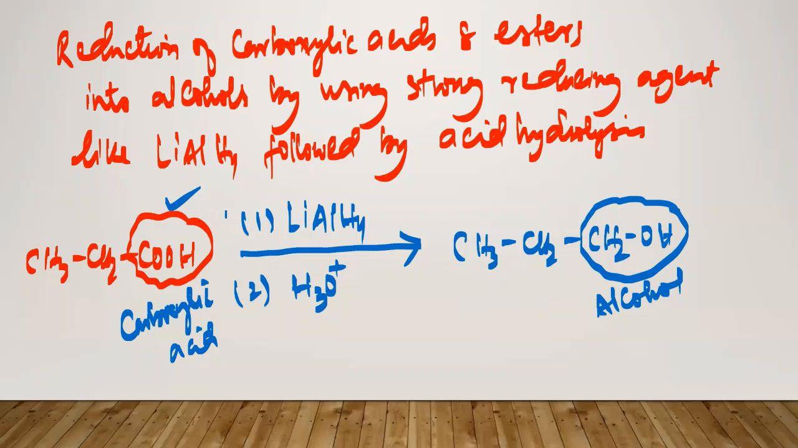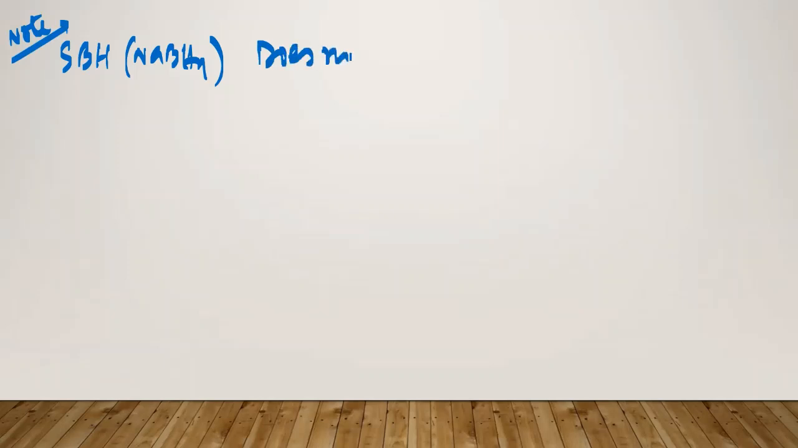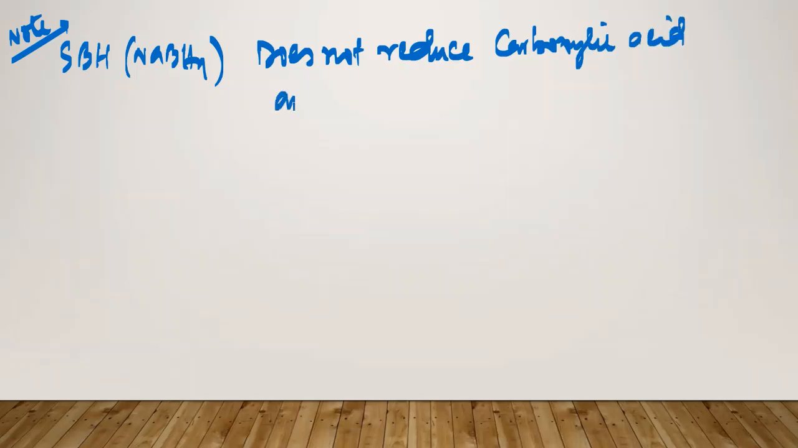And now let us talk about whether this reaction will take place in presence of SBH or not, sodium boron hydride. So remember here, sodium boron hydride, NaBH4, you can make a note of this, does not reduce because it's a weak reducing agent. So we will say does not reduce carboxylic acid and esters.